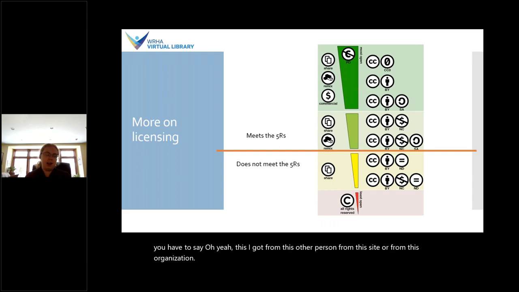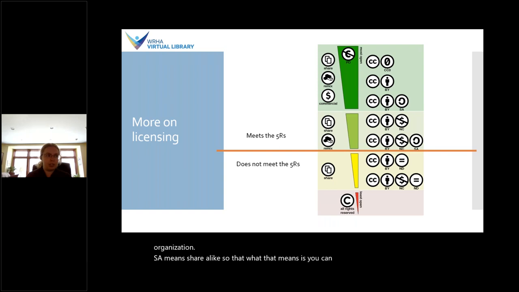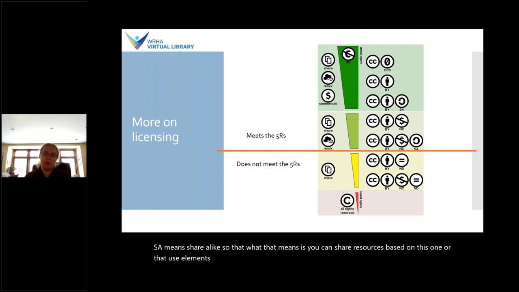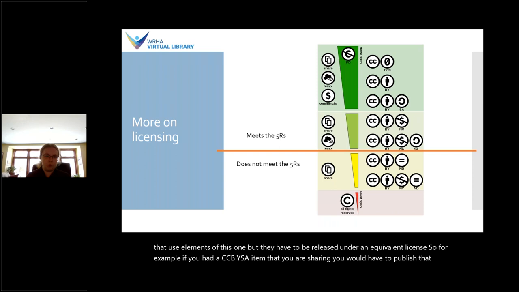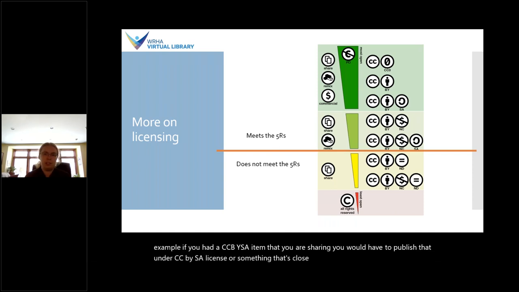SA means share alike. What that means is you can share resources based on this one or that use elements of this one, but they have to be released under an equivalent license. So for example, if you had a CC BY SA item that you were sharing, you would have to publish that under a CC BY SA license or something that's close enough to be equivalent to that.